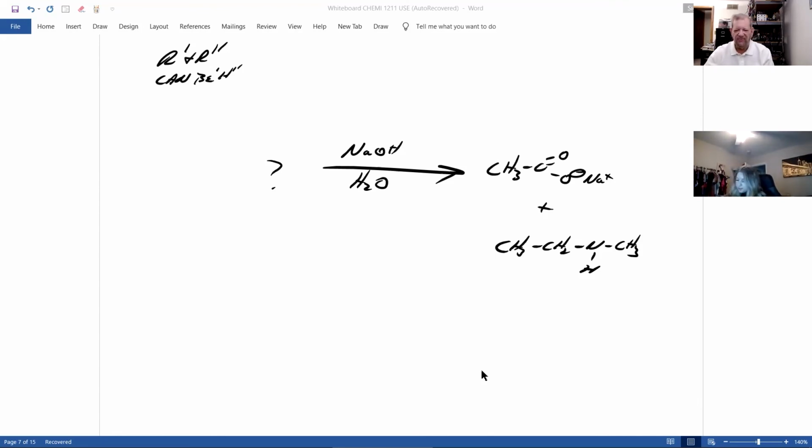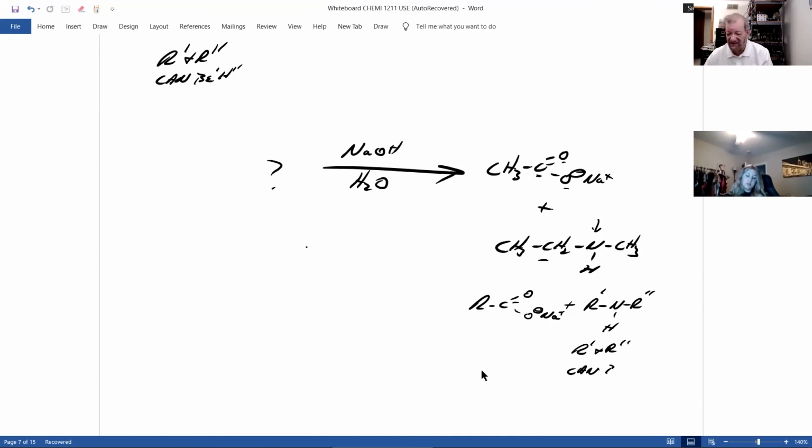All right, let's do it. Now, look for what's different in the products. Ooh, oxygen, here and here, and we have a carboxylate anion. Ooh, nitrogen, the second one with carbons here and here, and we have an amine. In this case, it's not, but remember R and R prime, one or both or none, can be hydrogen. In our case it's none. And what do you react with sodium hydroxide and water to get a carboxylate anion and amine? And the answer is an amide.